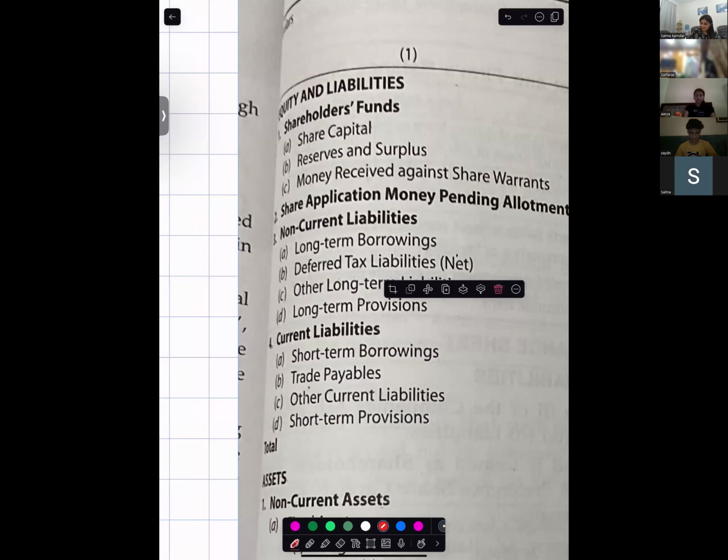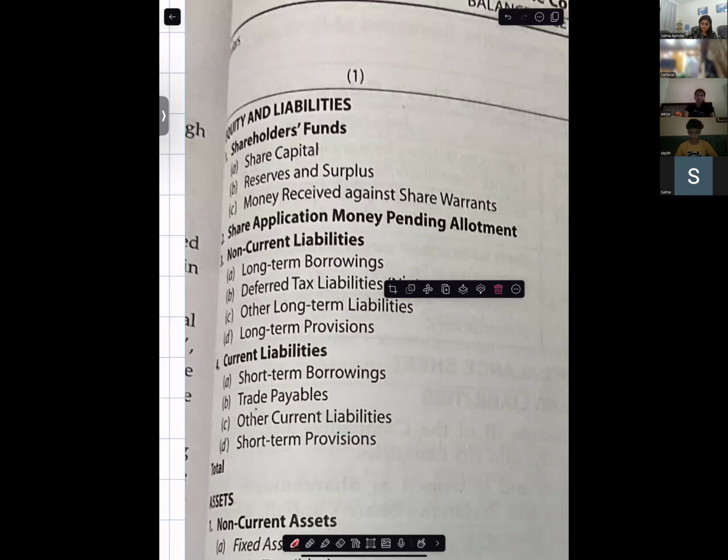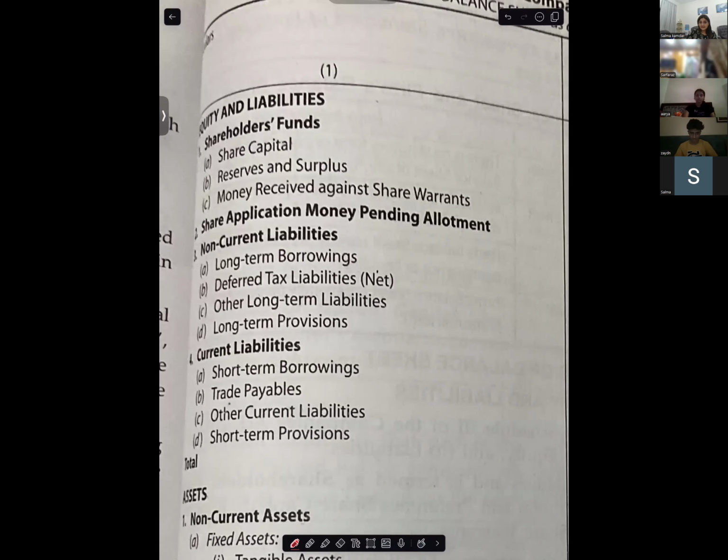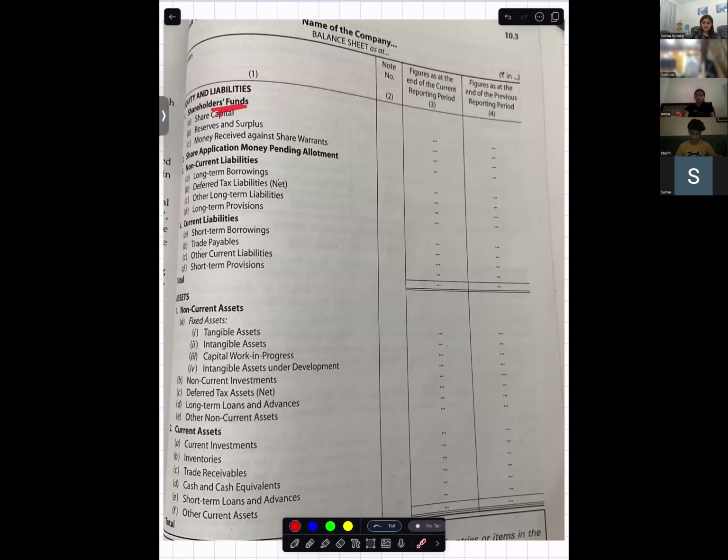In equity and liabilities, what do we write? There are two headings. What are the two headings? Main headings. Equity and liability, shareholders funds, share application money pending allotment. You have first shareholders funds. Second main heading is share application money pending allotment. Third is non-current liability. And fourth is current liabilities. So in equity and liabilities, we have four main headings.